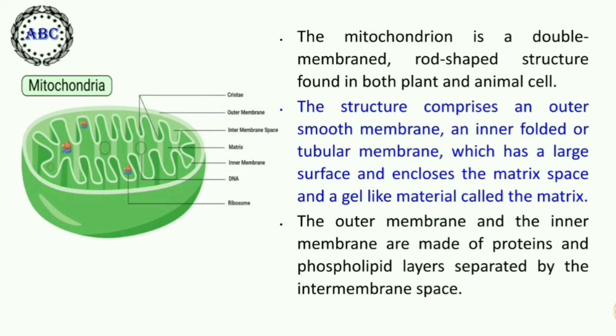The mitochondrion is a double membrane rod-shaped structure found in both plant and animal cells. The structure comprises an outer smooth membrane, an inner folded or tubular membrane which has a large surface and encloses the matrix space, and a gel-like material called the matrix. The outer membrane and the inner membrane are made up of proteins and phospholipid layers separated by the intermembrane space.